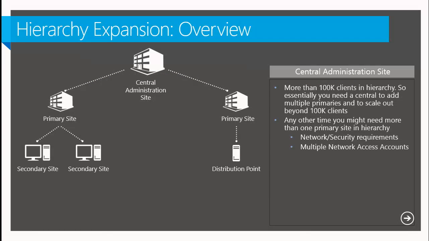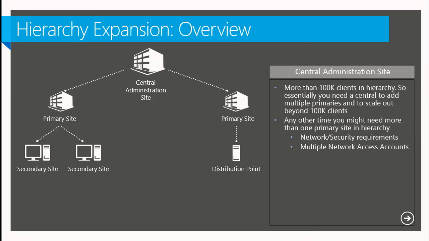So when do we want to have a hierarchy and when do we want to have a standalone primary? I just said that I think in most cases, a standalone primary will work for your organization. Really, it's not until you get into a scale mode above 100,000 clients that you should even be thinking about a hierarchy. There are a few other things. There are always some network and security requirements. There could be a scenario in which data or content needs to be stored in a particular geopolitical area.